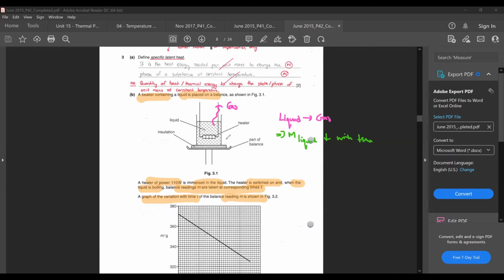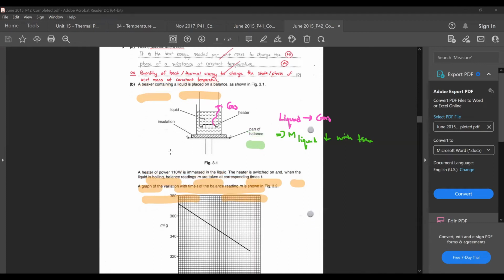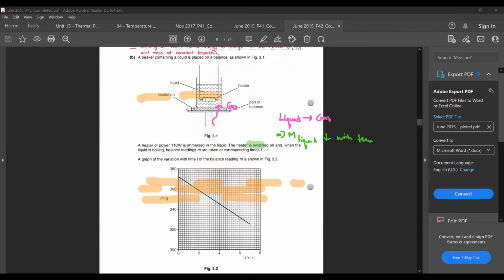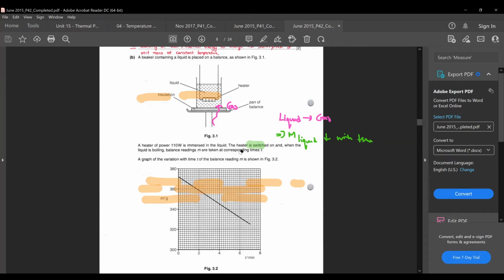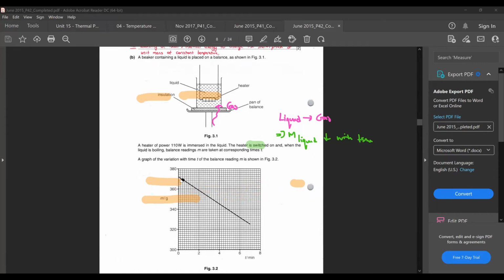So the mass of the liquid is being measured by your top pan balance here. Right? So they use it to produce a graph, which is what you're seeing in the figure here. This graph represents the mass of the liquid inside the beaker. And notice that it's decreasing with time. It's decreasing with time because your liquid is being boiled off. So that's good.